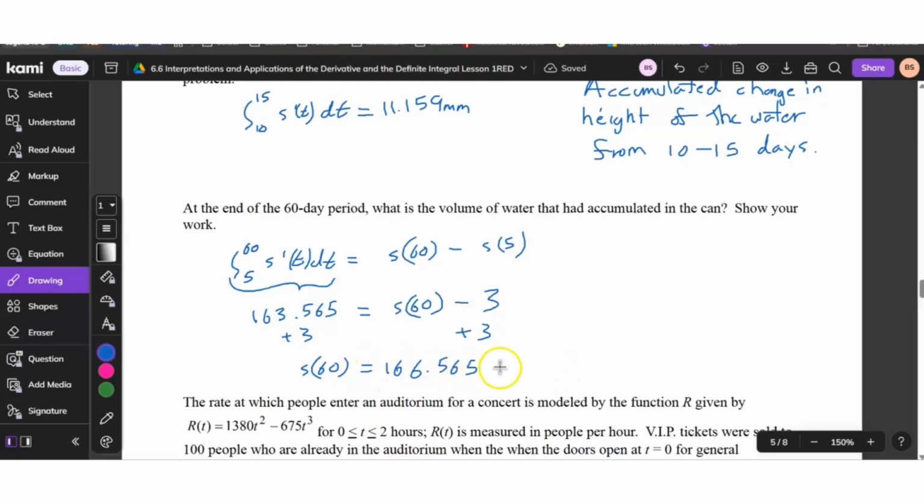And what would that be? The accumulated change in volume. So what are the units? Millimeters cubed. Yes, you're correct. Why cubed? Because it's volume.